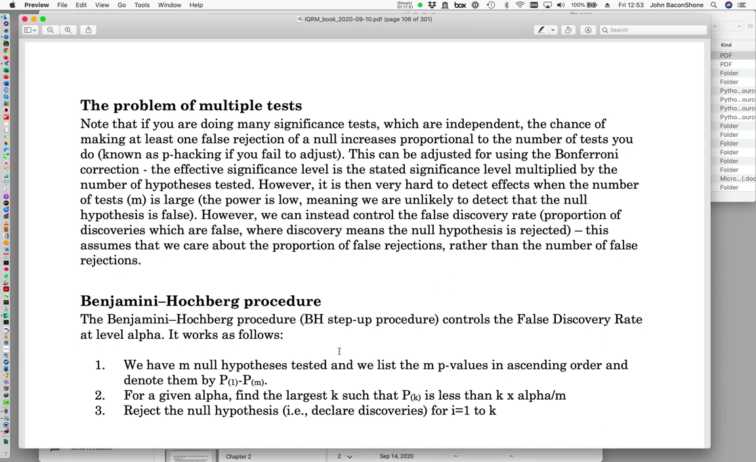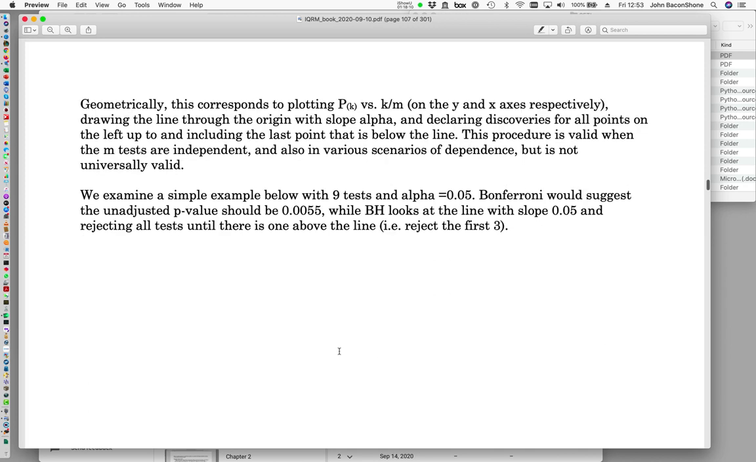And so then we will reject the null hypotheses for discoveries 1 to k on the basis that we think those particular null hypotheses probably are false, right? Here we're controlling the risk of a false discovery. Geometrically, this corresponds to plotting p(k) versus k/m, drawing the line through the origin, and declaring discoveries for all the points up to the last point below the line.